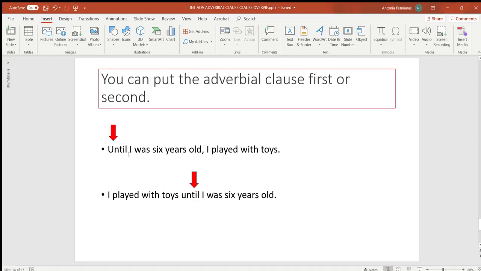Now, it doesn't matter if you put the adverbial clause first or second. It can be either way. Until I was 6 years old, I played with toys. See, this part, until I was 6 years old, is the dependent clause. Or you can say, I played with toys until I was 6 years old.